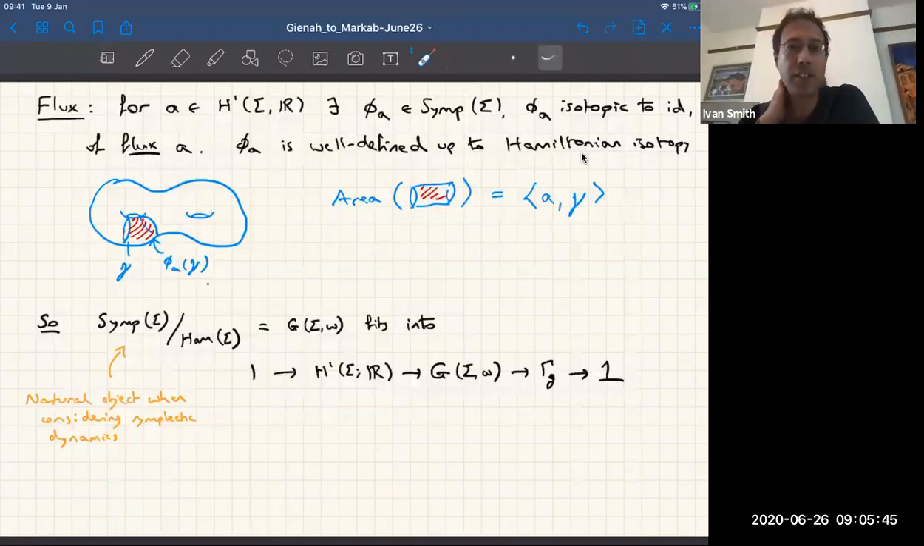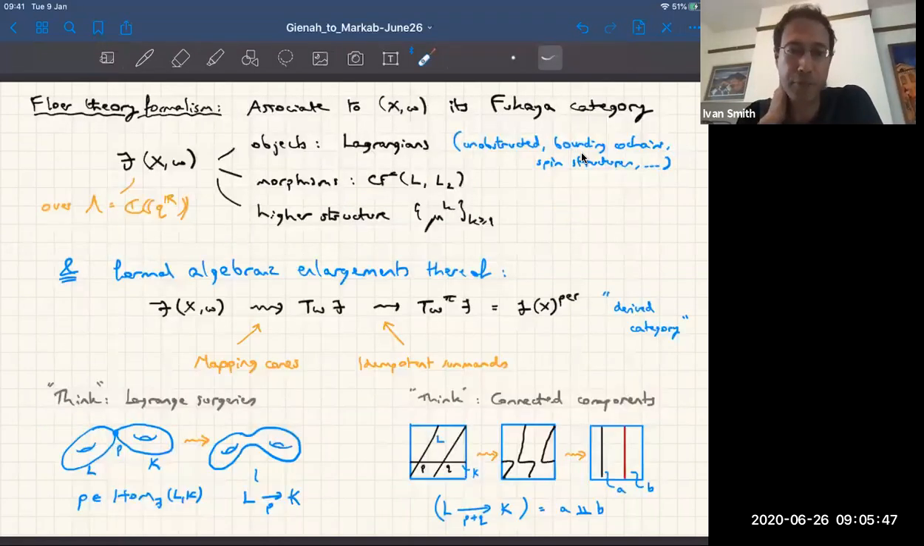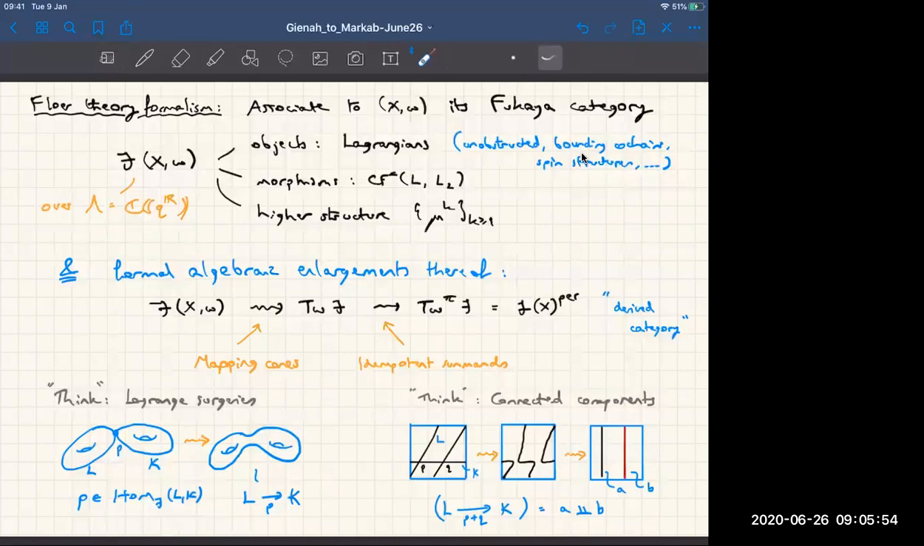So if we want to ask the question, what's the symmetry group of a surface from the viewpoint of Floer theory, we should do something to make that question a little bit more formal.